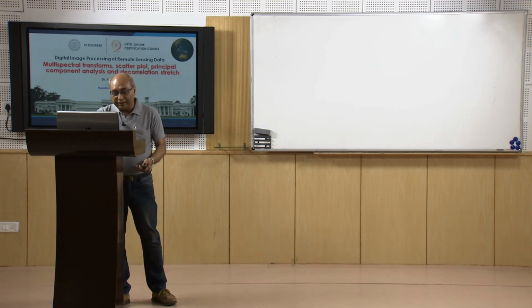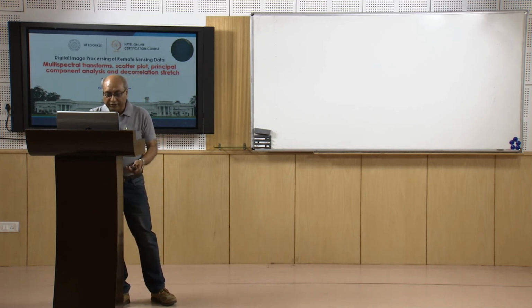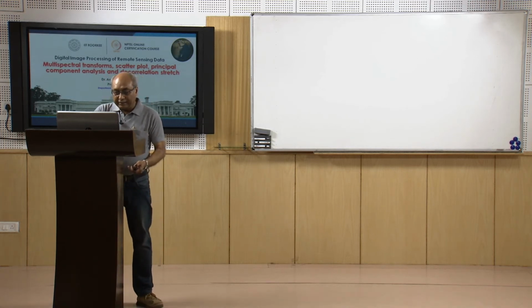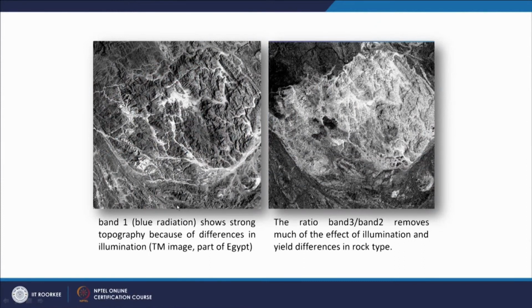So Rayleigh scattering effects can also be minimized. And this is the example here, that this is the band 1. Blue radiation shows strong topography effects, where the ratio of band 3 by band 2 removes much of the effect of illumination and yields differences of rock.